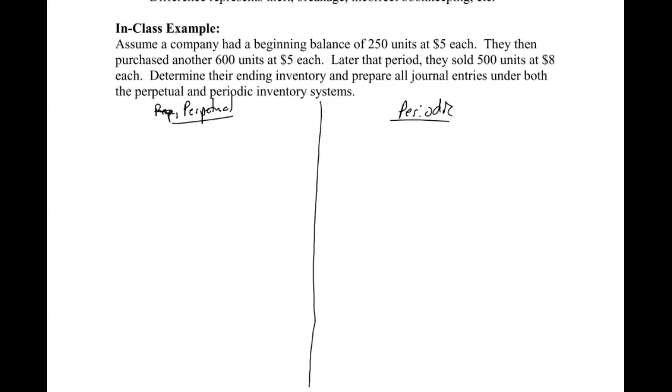The first thing: we don't do a journal entry for the beginning balance, but let's not forget that beginning balance is there. We'll need to remember that in a minute. It says we purchased 600 units at $5 each. On the perpetual side, we're going to debit inventory. 600 times 5 is 3,000. And we'll either have cash or accounts payable; I'm not really concerned with that. On this side, periodic, we debit purchases for 3,000, and then we'll still have cash or accounts payable for 3,000.